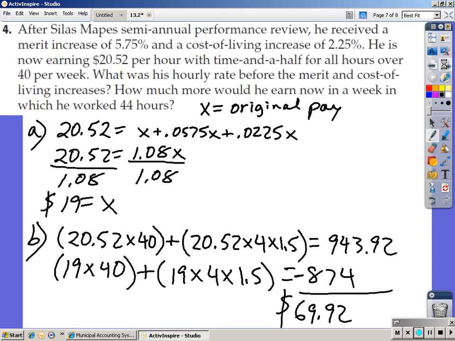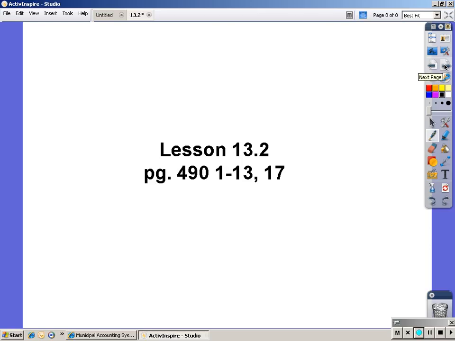Here's your assignment, lesson 13.2, page 490, 1 through 13, and 17. Get busy.